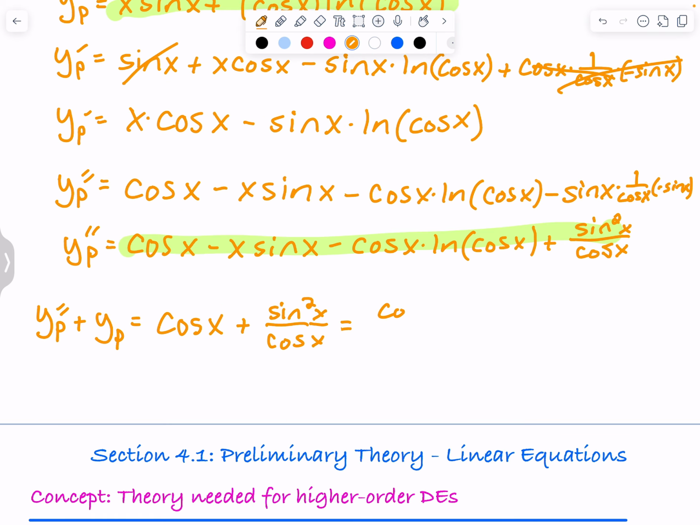Okay, that's just cosine squared x over cosine x plus sine squared x over cosine x. Well, the top's just going to add to 1. The bottom is a common denominator, so keep it. And that ends up being a secant x. So we have proved that our y sub p is a solution.